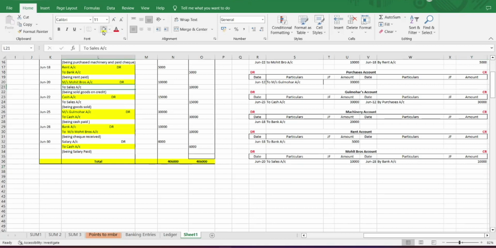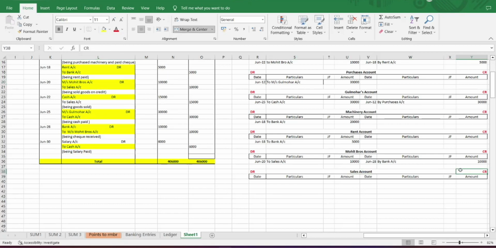Next we have sales account. Here sales account is credited by Mohit Brothers account for rupees 10,000. Same, we have the sales transaction again. Here it is credited by cash account for rupees 15,000 dated June 22.